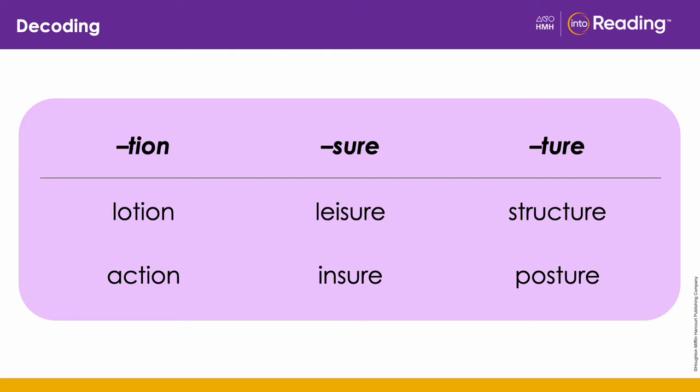The last column has words ending with T-U-R-E. The first word is structure, structure. The second word is posture, posture. Read the column T-U-R-E with me. Structure, posture. Nice job.